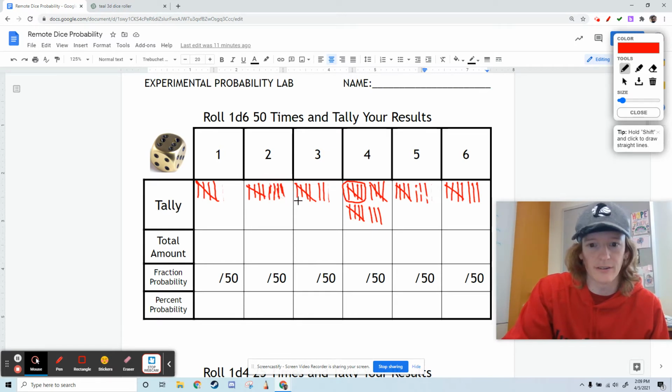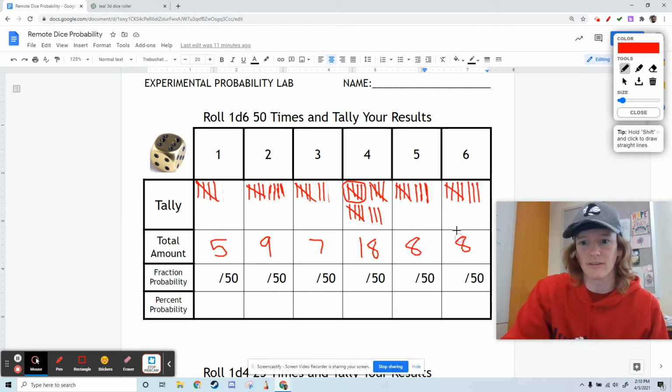There's 4 here, 3 here. All right. So in the ones, we have a total amount of 5. In 2s, we have 9. In 3s, we have 5, 6, 7. In 4s, we have 5, 10, 15, 16, 17, 18. In 5s, we have 5, 6, 7, 8. And in 6s, we also have 8.